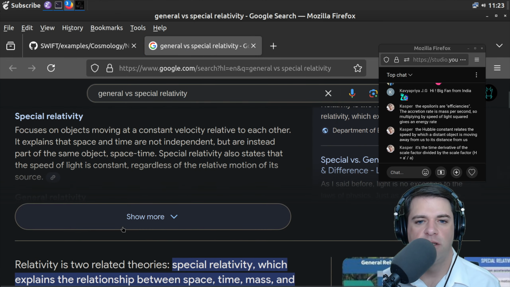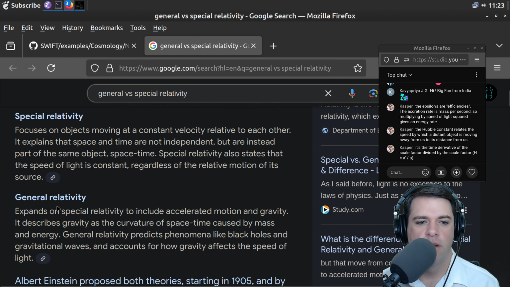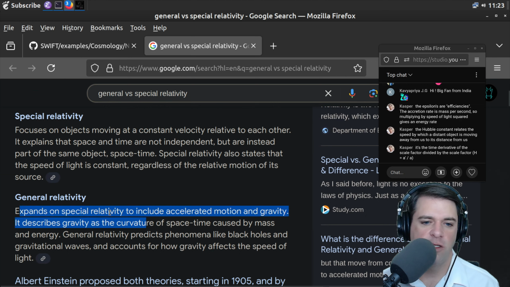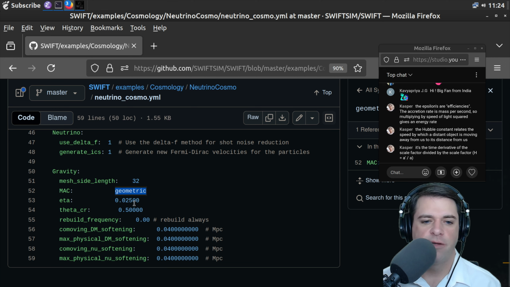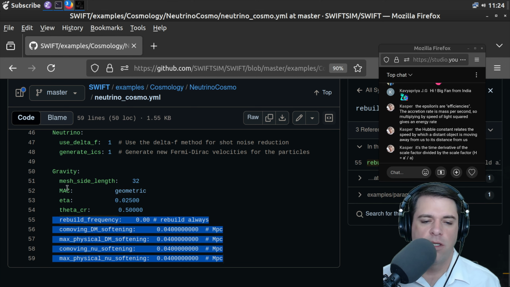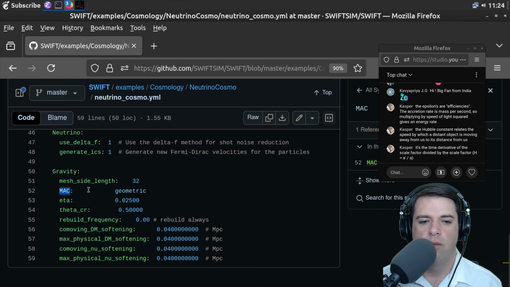Okay, so special relativity is objects moving at constant velocity relative to each other. General relativity expands on special relativity to include accelerated motion and gravity. It describes gravity as the curvature of spacetime caused by mass and energy. Okay, so presumably geometric might mean that gravity is given by not the tensor, but the metric, the geometric metric, or something along those lines. I don't really know though. I don't know what Mach is. Okay, so that's configuration.